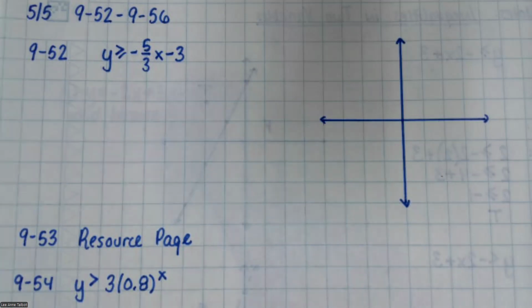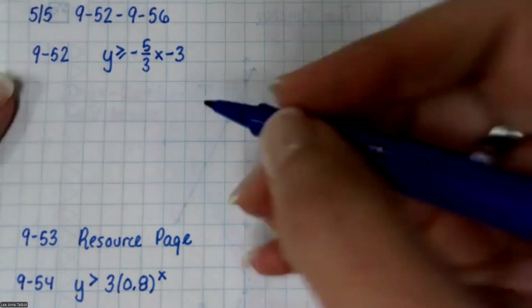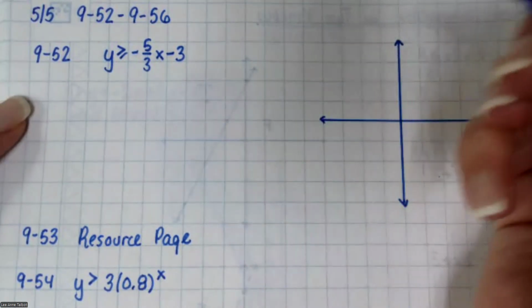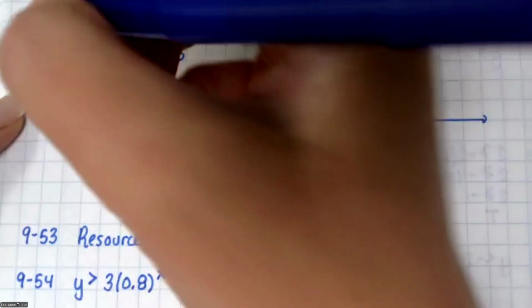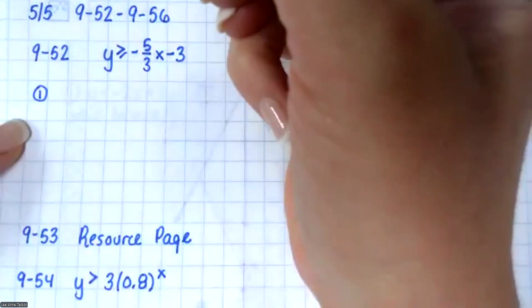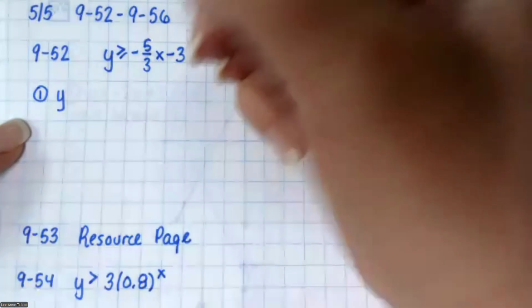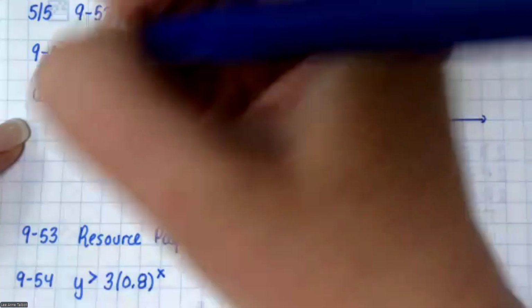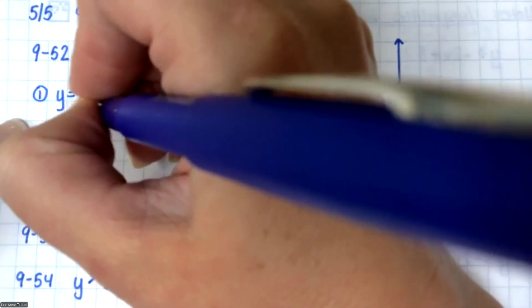Okay, here we go. Number 52. There's a problem like this on your quiz also. This is a review from Friday, so hopefully it won't be too bad. So step one, pretend you have equals, just like all the inequalities problems. Y equals negative 5/3 x minus 3.